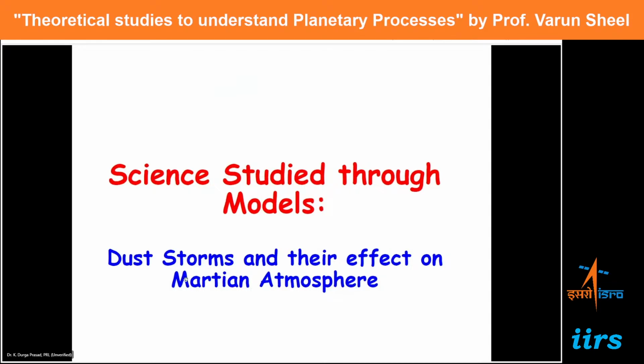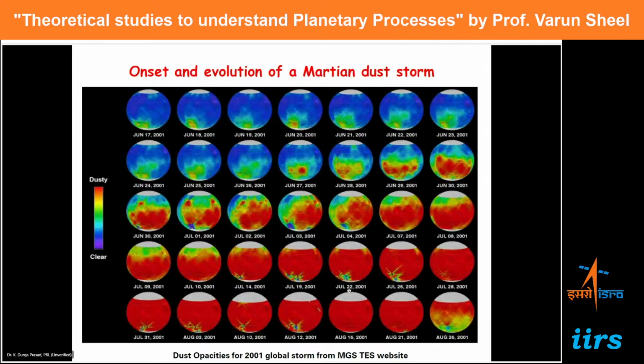One example is the study of dust storms and their effect on the Martian atmosphere. You can see this is a Martian dust storm, its onset and evolution. Blue means there is no dust in the atmosphere, and red means high dust. This is the actual 2001 global dust storm, from thermal emission data from Mars Global Surveyor.